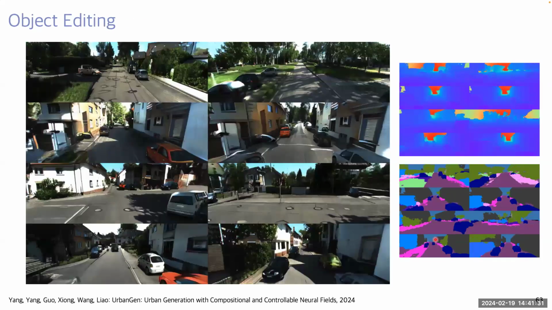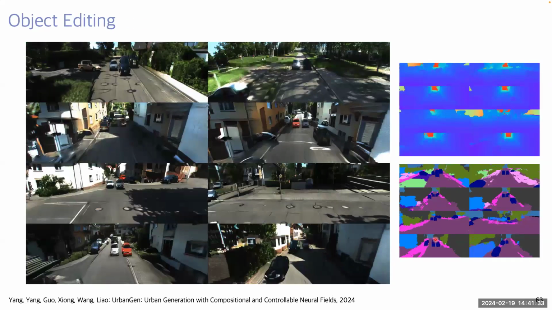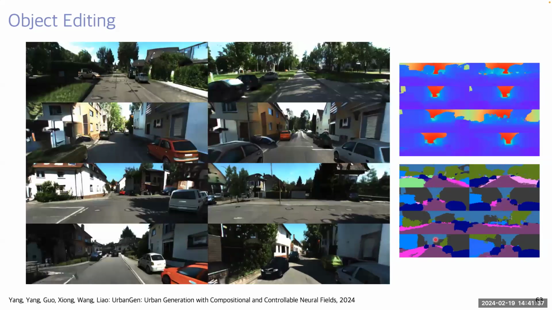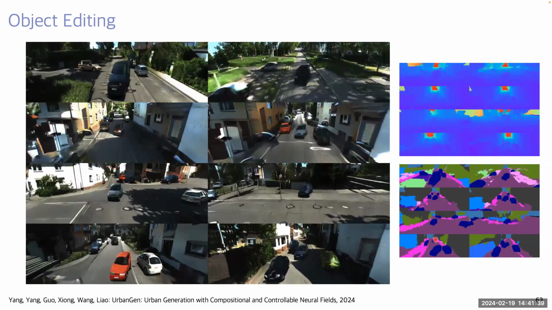And we can also perform object editing. And here in this follow-up work, we also improve the quality of the generated foreground objects. Now they look more plausible.